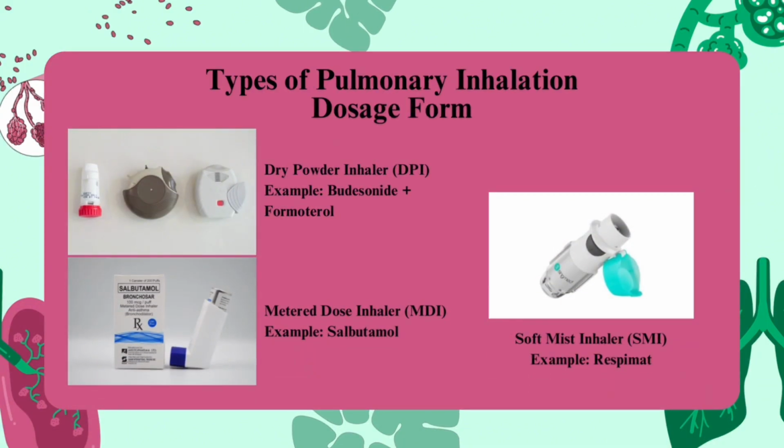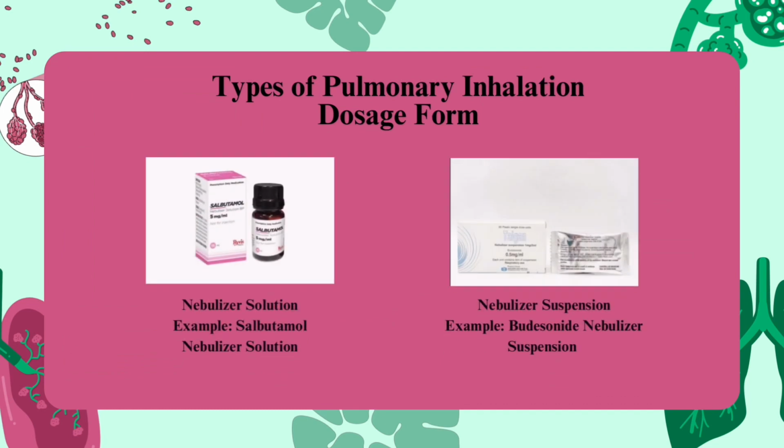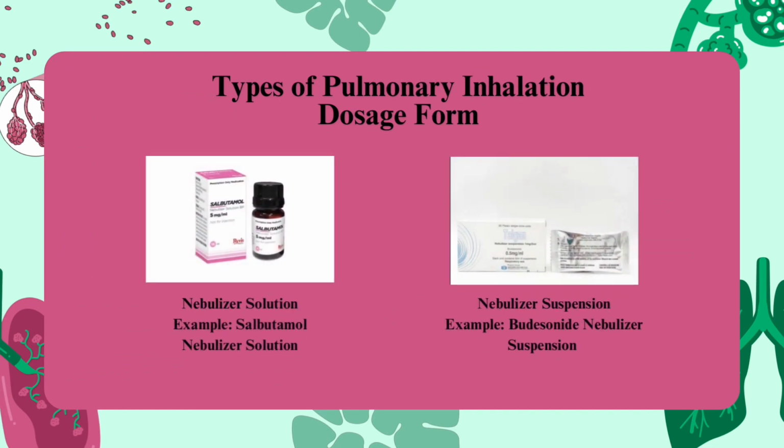First, we have dry powder inhaler, or we call it DPI. For example, budesonide plus formoterol. Second, we have metered dose inhaler, or MDI. For example, salbutamol. Third, we have soft mist inhaler, or SMI. For example, Respimat. Fourth, we have nebulizer solution. For example, salbutamol nebulizer solution. And lastly, we have nebulizer suspension. For example, budesonide nebulizer suspension.